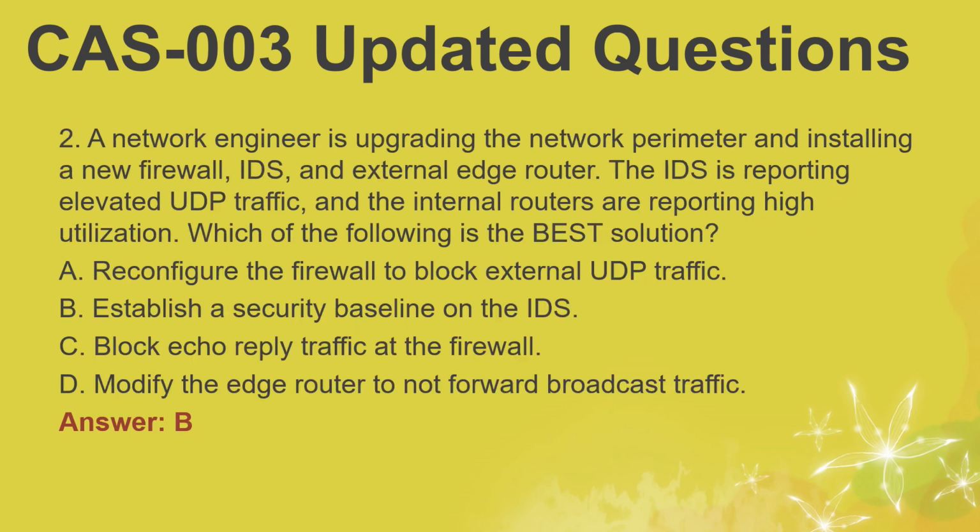Answer, D. 2. A network engineer is upgrading the network perimeter and installing a new firewall, IDS, and external edge router. The IDS is reporting elevated UDP traffic, and the internal routers are reporting high utilization. Which of the following is the best solution? A. Reconfigure the firewall to block external UDP traffic. B. Establish a security baseline on the IDS. C. Block echo reply traffic at the firewall. D. Modify the edge router to not forward broadcast traffic.